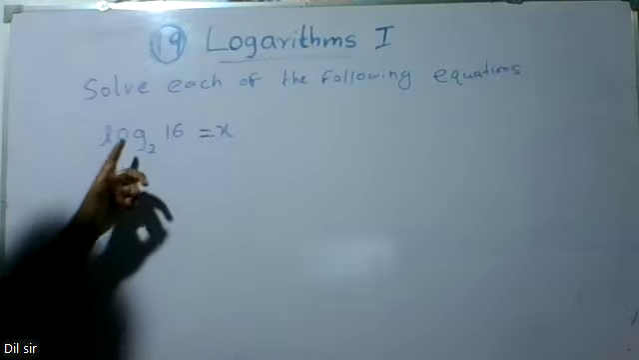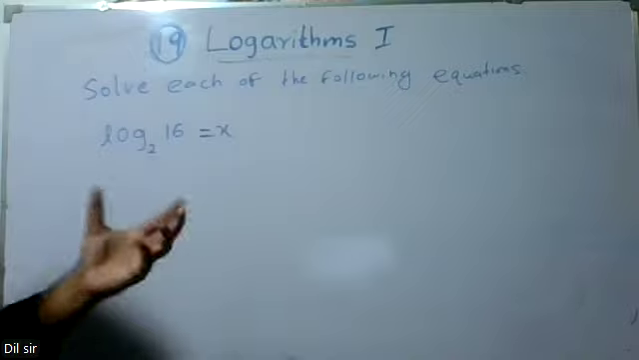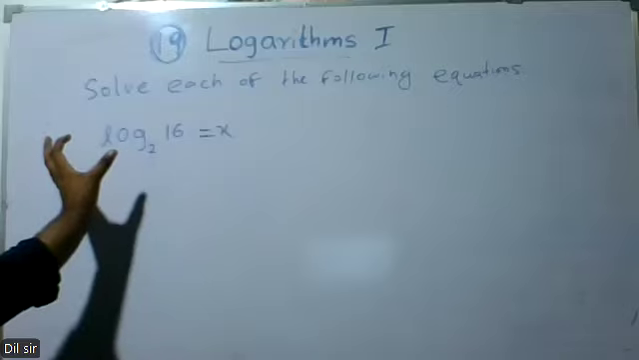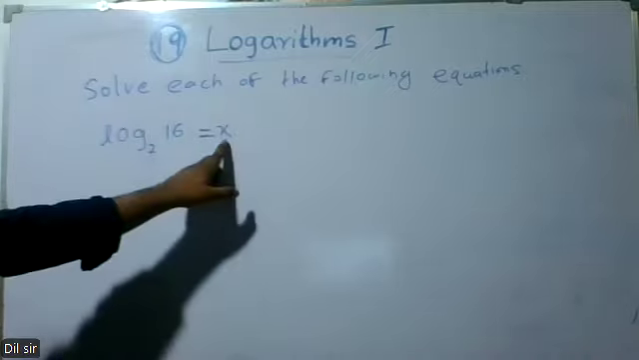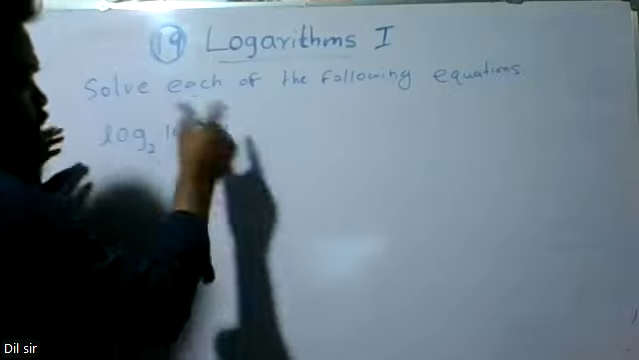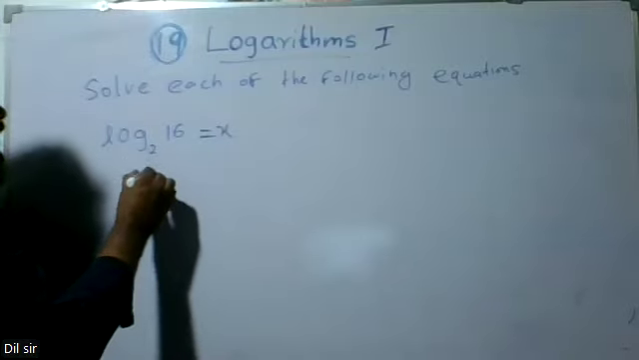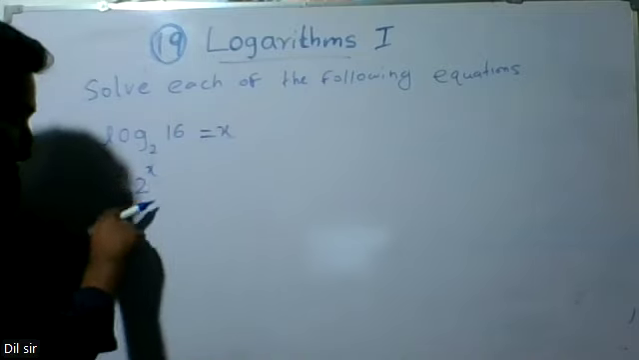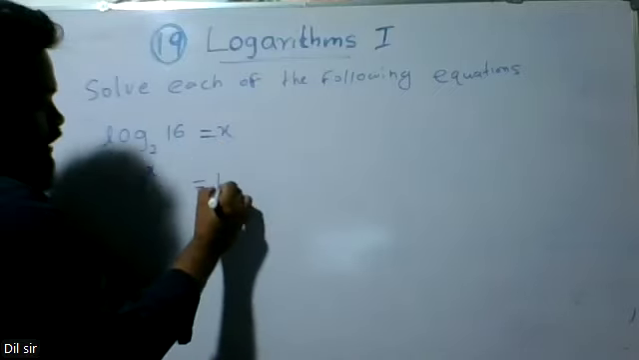Sir, what about L, O, G? Those are letters, but they are not unknown terms. That is a word, the log word. It is just like a mathematical operation written as a word. Don't consider L, O, G as letters. Only one unknown term is there: x. So this is the log form of an equation. We can write the index form: base 2, index x, value 16. 2 to the power x equals 16.